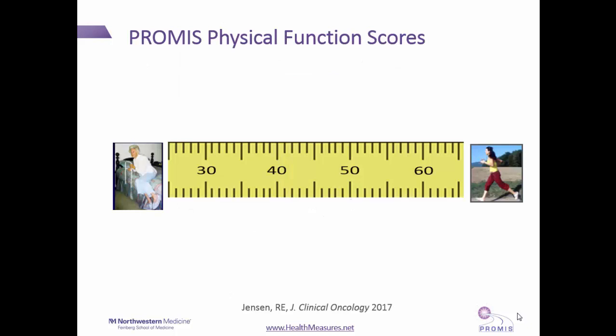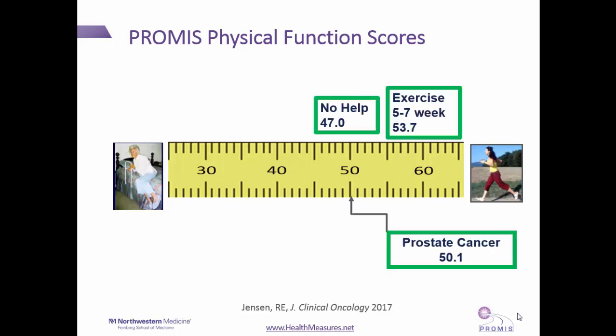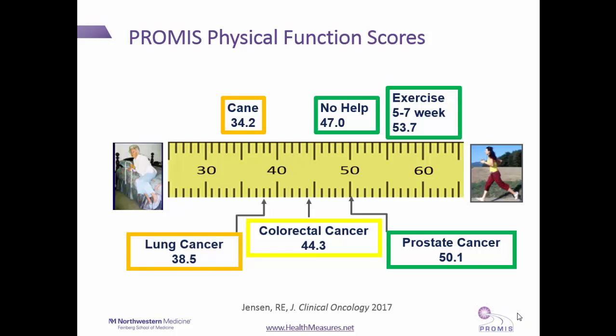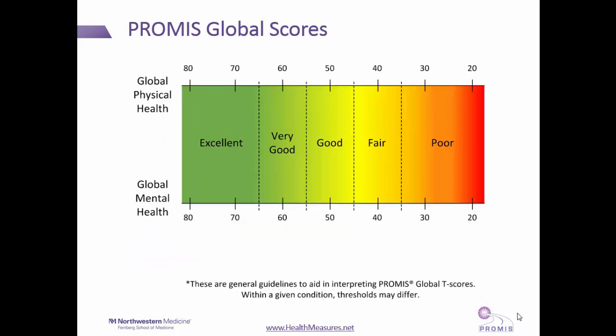These thresholds can be used to help interpret a PROMIS score. Here we have PROMIS physical function that ranges from poor to excellent. Research conducted by Roxanne Jensen and colleagues found people who exercised regularly, did not need a mobility aid, and those individuals with prostate cancer all had physical function scores within normal limits. Patients with colorectal cancer had mild dysfunction. Individuals who used a cane and those with lung cancer had moderate dysfunction, and those who used a wheelchair had severe physical dysfunction. The PROMIS global measures also have thresholds for excellent, very good, good, fair, and poor health.